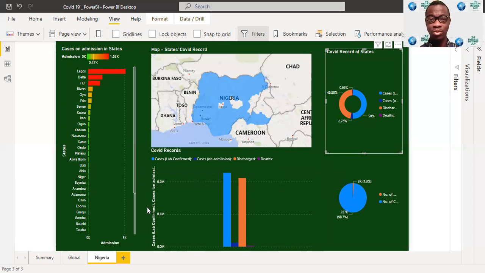So next, I'm going to share my COVID-19 Tableau visualization with you.